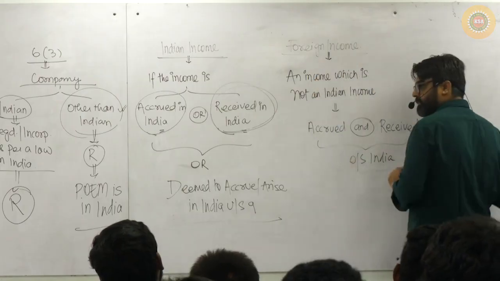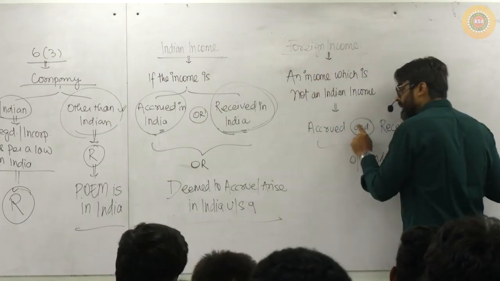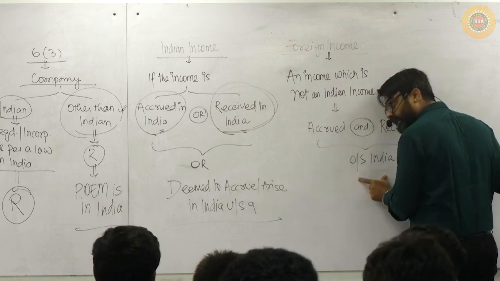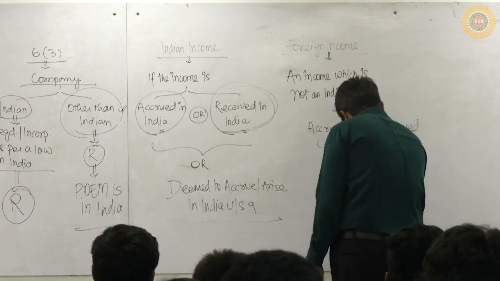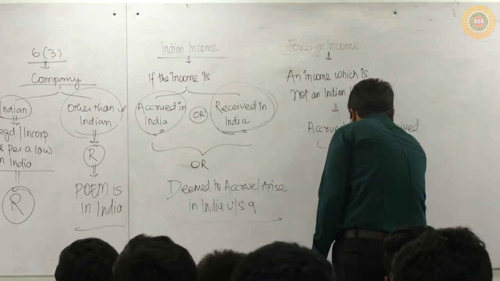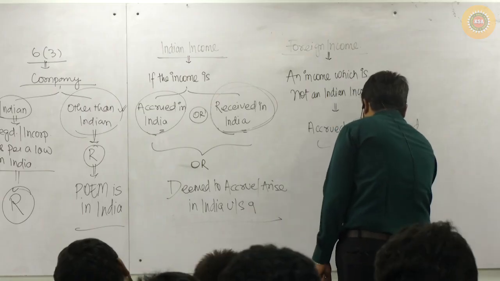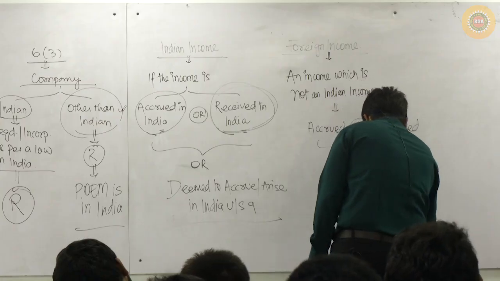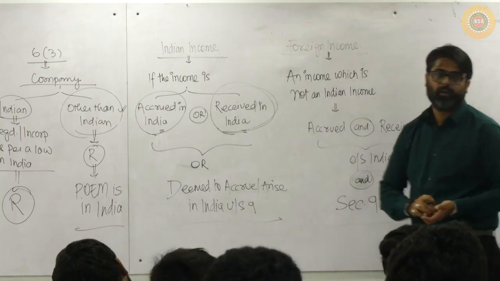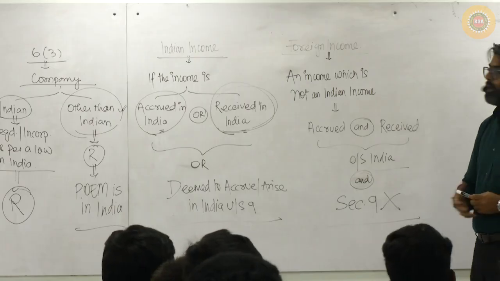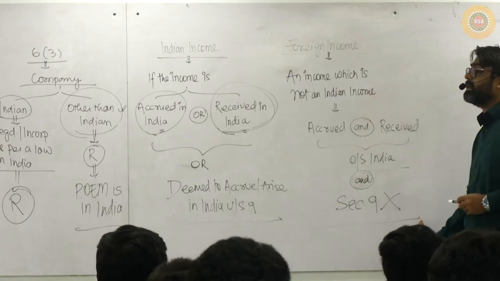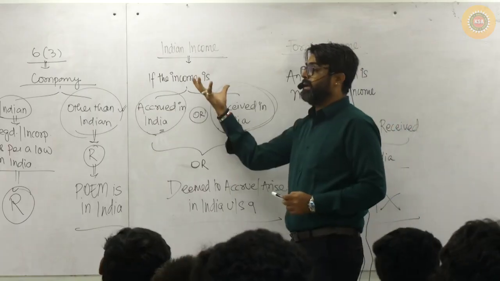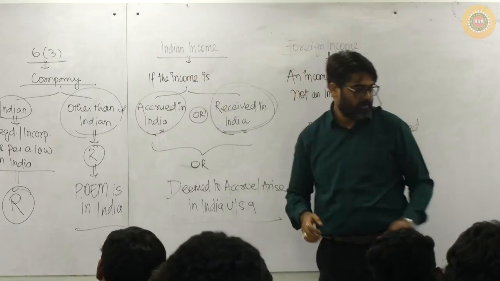Foreign income is an income which is accrued and received both outside India, and not covered by section 9. Not covered by, because if this type of income is getting covered under section 9, then it will not remain foreign income, it will become Indian income. Getting my point? Sure, sir.